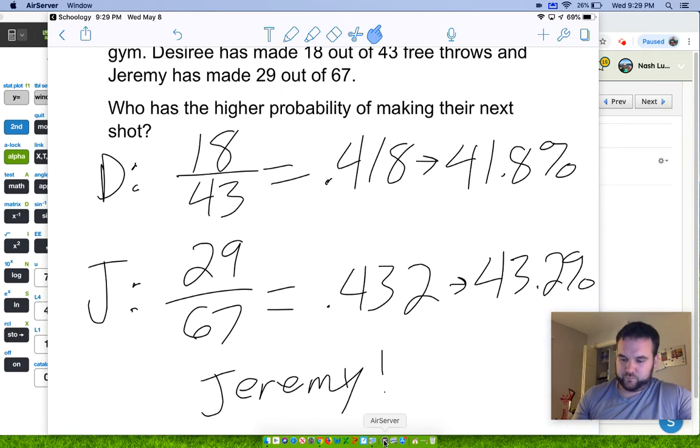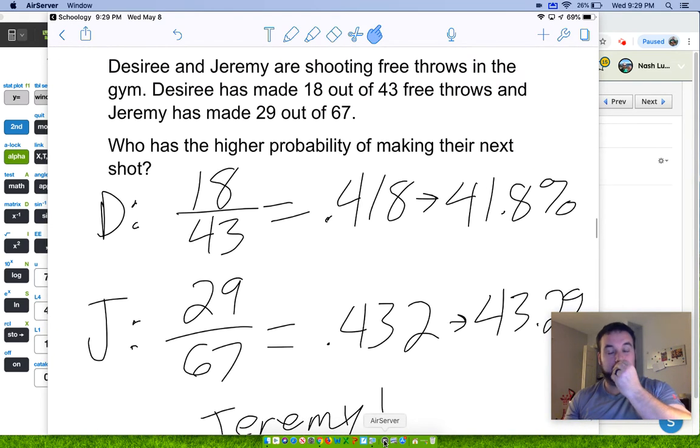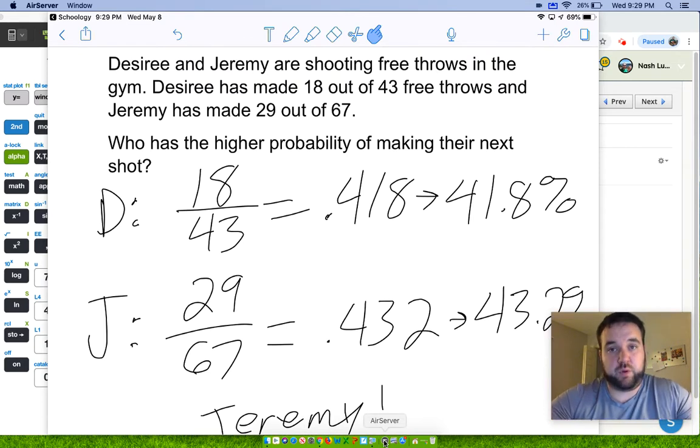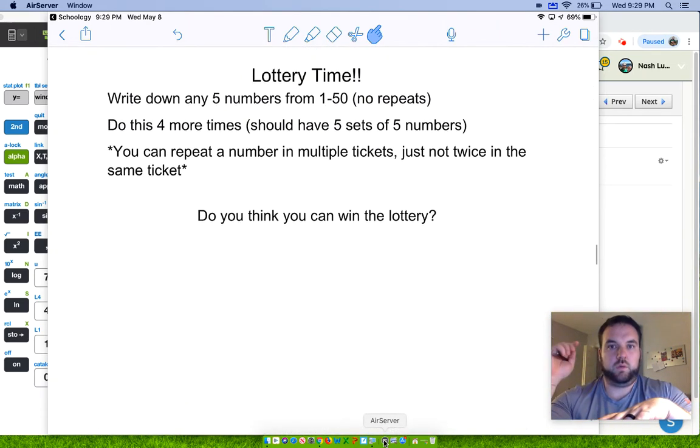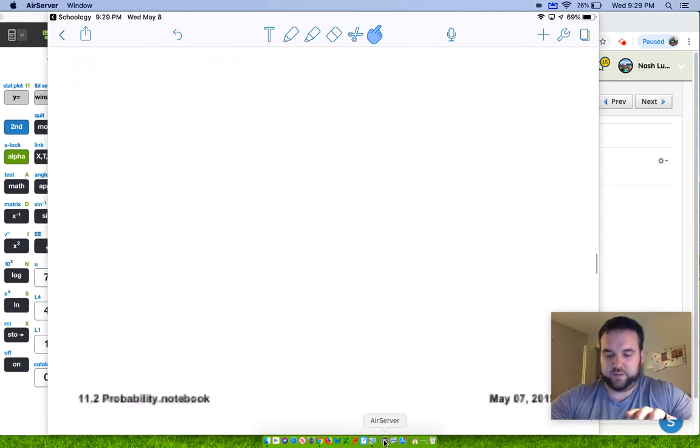Okay. So that's a classic example of experimental probability because you are tracking stats for someone. It's the same thing in baseball with batting average and ERA. Almost all sports keep track of some stats and then you compare to figure out what their probability of success is. Again, lottery time, something that we'll do in class, so we'll skip this for now.